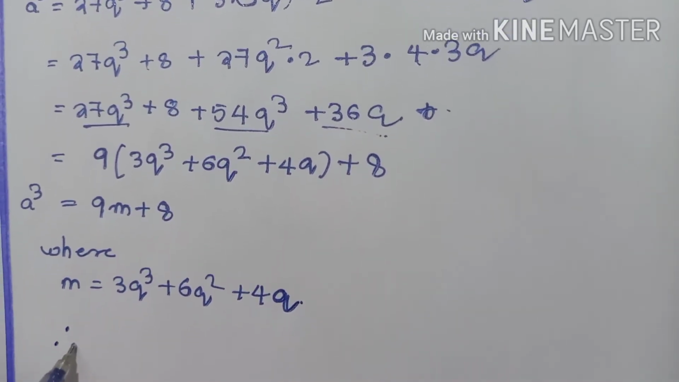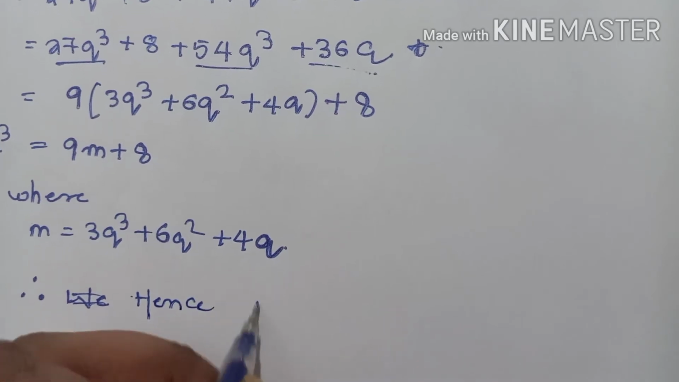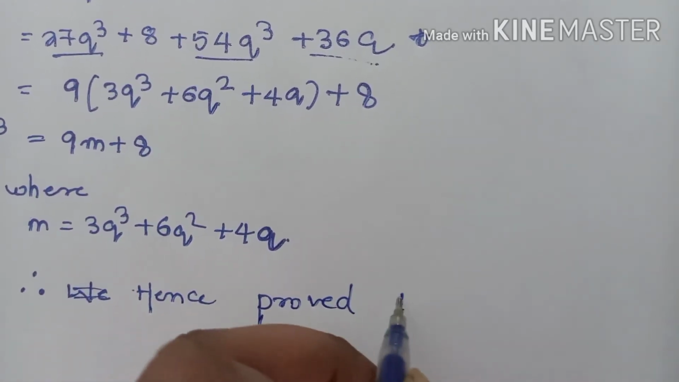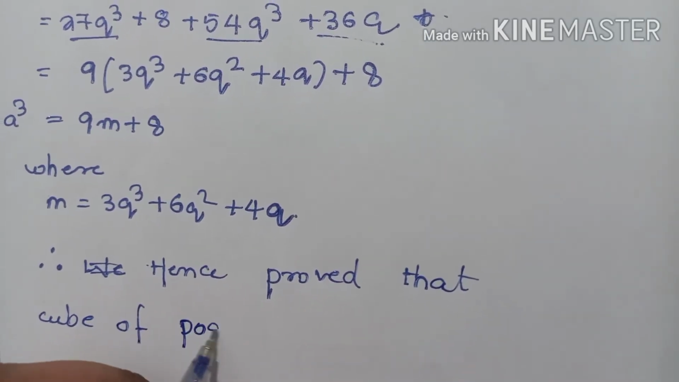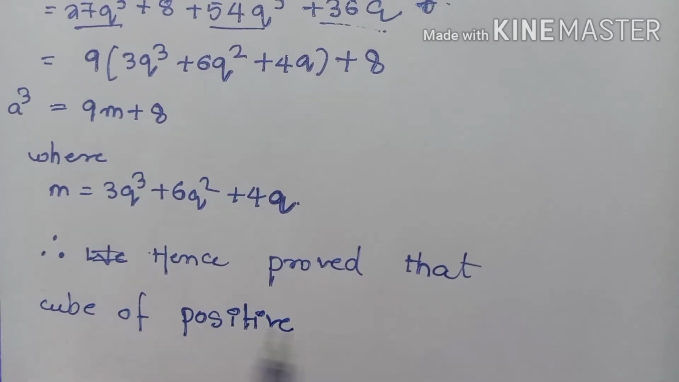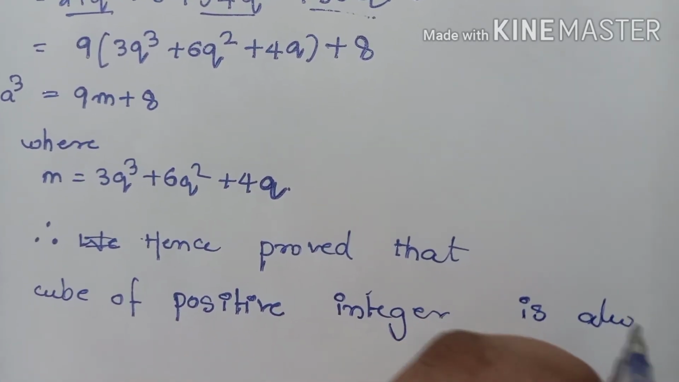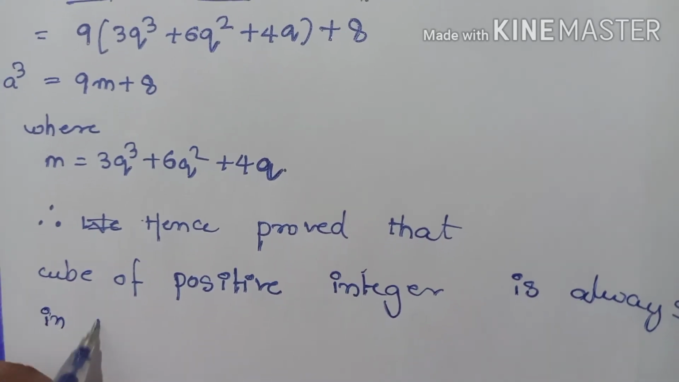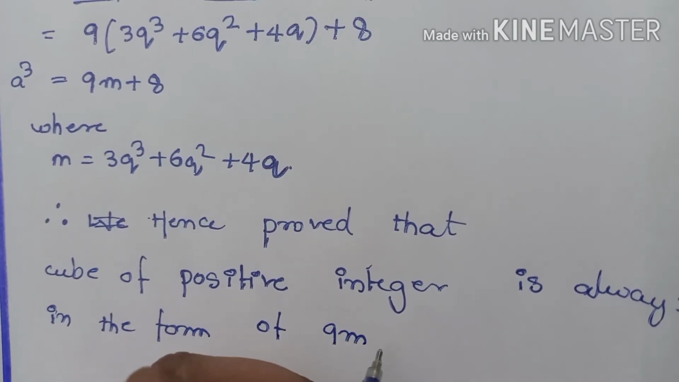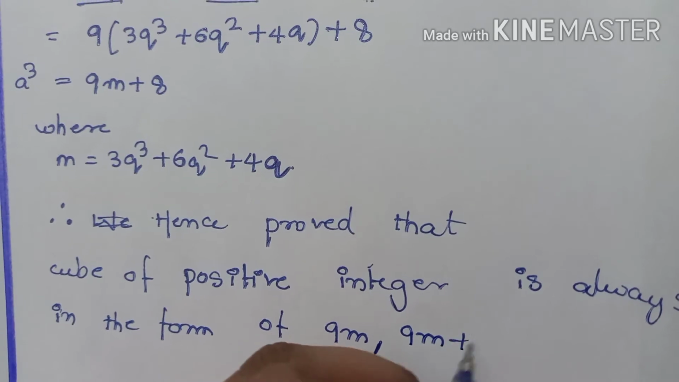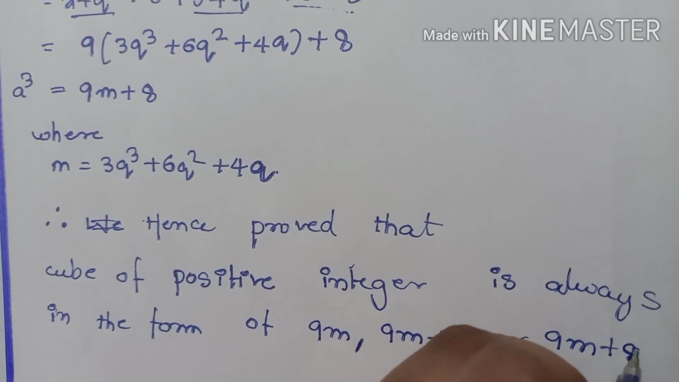Therefore, hence proved that the cube of any positive integer, and don't forget to write the conclusion, is always in the form of 9m, which we have proved in the first case, 9m plus 1, which we have proved in the second case, or 9m plus 8, which we have proved in the last case. And that is the solution.